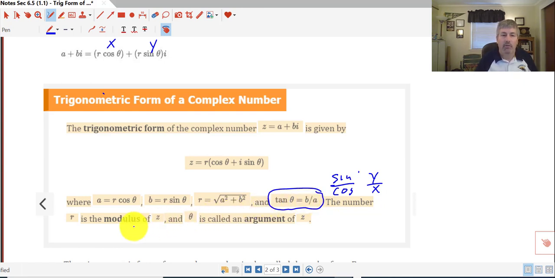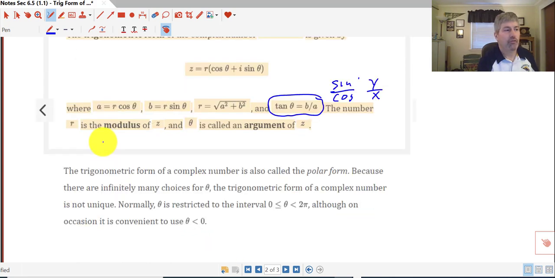So our r value is the modulus of z, and theta, our angle, is the argument of z. Our argument and angle both begin with a, and our distance here is the modulus of z. So the trigonometric form of a complex number is also called the polar form. I'll show you the polar plane in our classroom, but because there are infinitely many choices for theta.